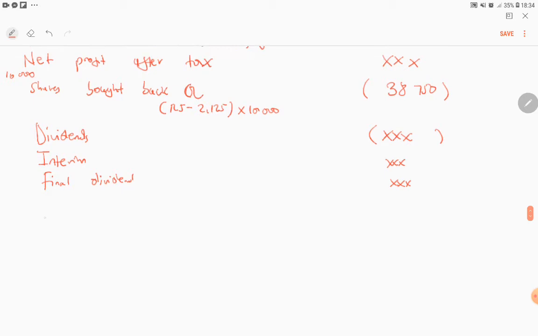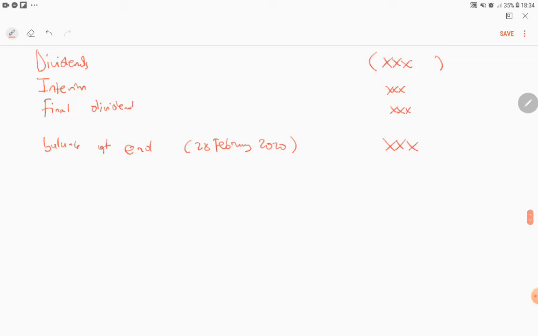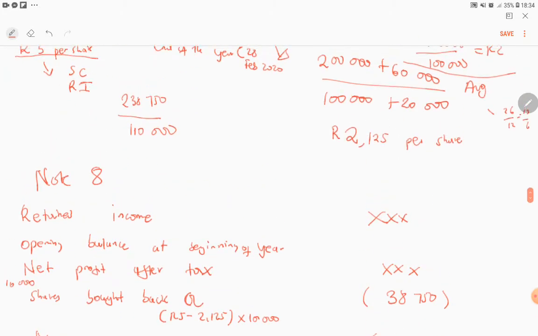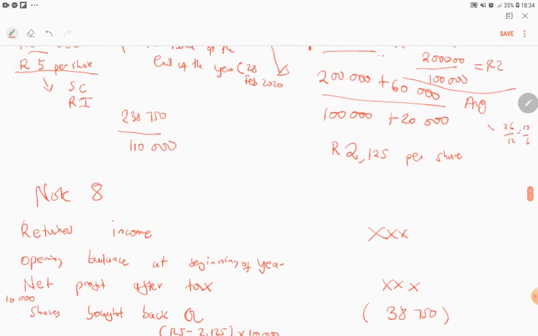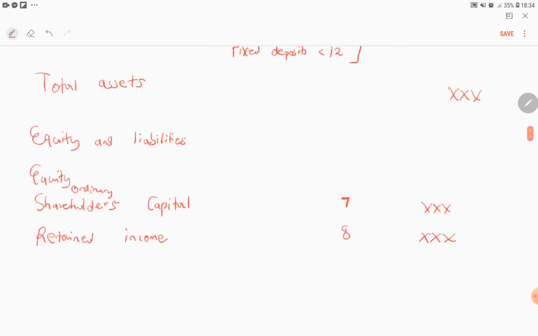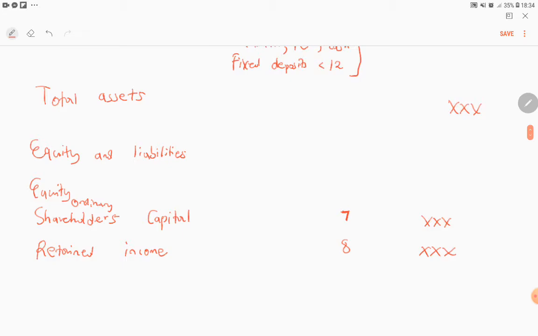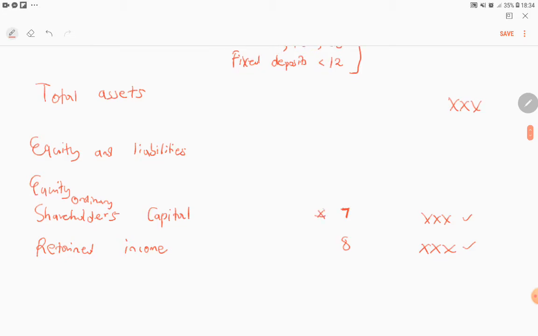After that, you'll have your balance at end, which is at the date 28 February 2020. Now, guys, those are the important notes that you'll have. So this balance at the end and this balance at the end, you'll put them here. The most important thing are the notes of this. These notes are highly important, guys. You must make sure you know them.